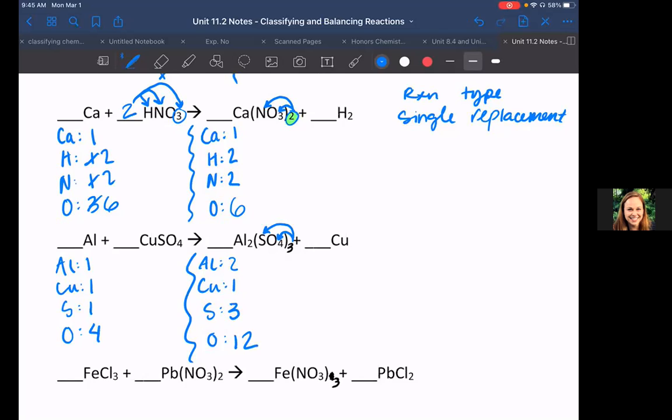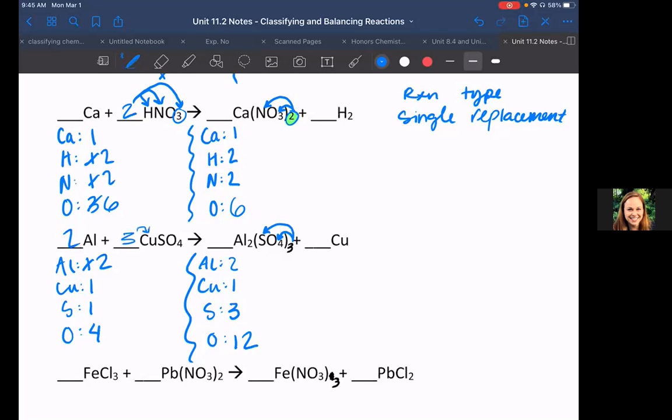So starting off, our aluminums are not equivalent. So I find the aluminum containing compound. I'm going to put 2 in front. Now the aluminums are balanced. Coppers are okay for right now, but our sulfurs are not equivalent. I have 3 on the right-hand side and only 1 here. So I'm going to find the one that contains sulfur. To get to 3, I'll put a 3 out in front.